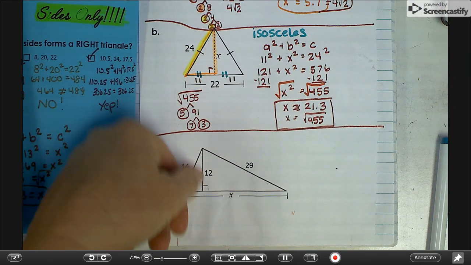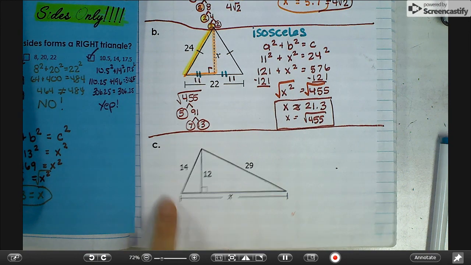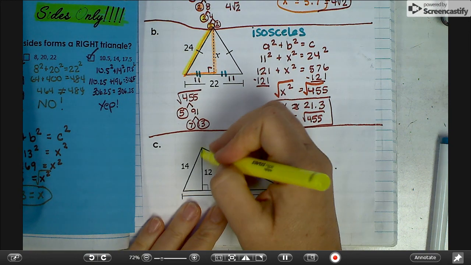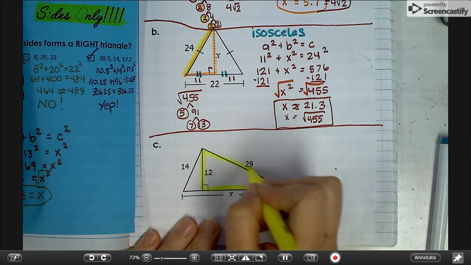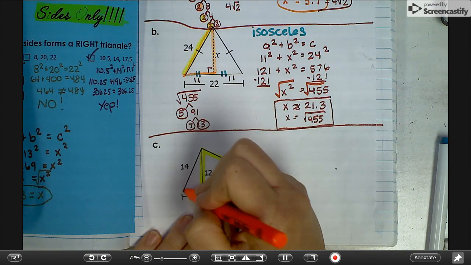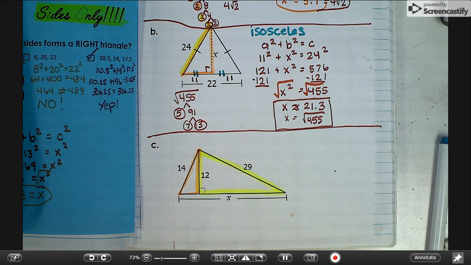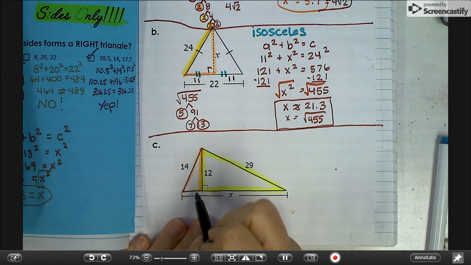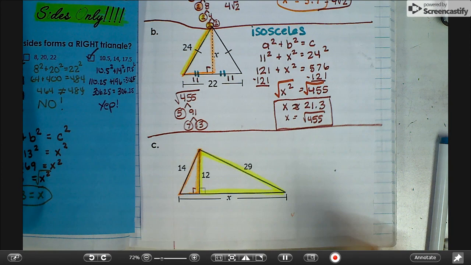So this height does not break the base into 2 congruent pieces. But we do have 2 right triangles in this picture. This one and this one. And we know 2 sides of each of those right triangles. By the way, we know this is right because they're a linear pair that adds up to 180, so that other half has to be.